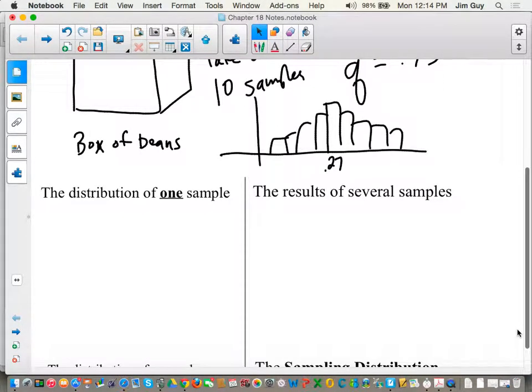Now, there's this little confusing part, and we're going to clear that up right now, that people mess up between these two things. And I'm going to say it here, and you're going to think, he sounds like he said the same thing. But you need to understand the difference between the distribution of a sample, one sample, and a sampling distribution. The distribution of a sample versus a sampling distribution. They are two completely different things.